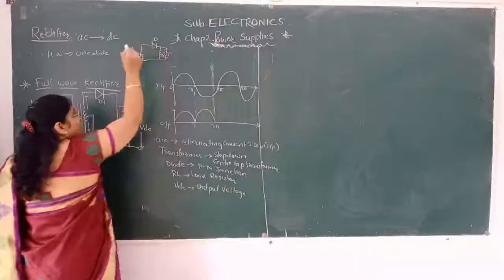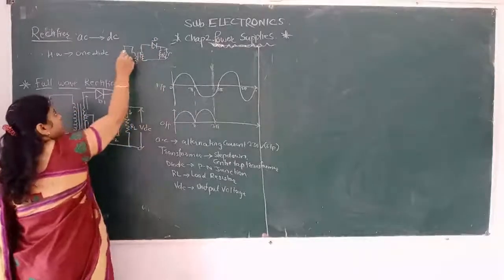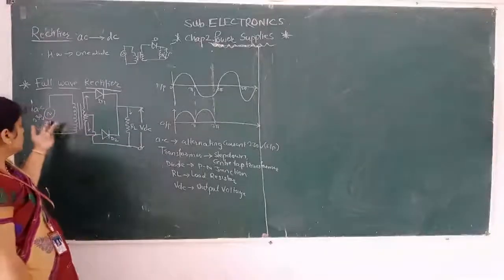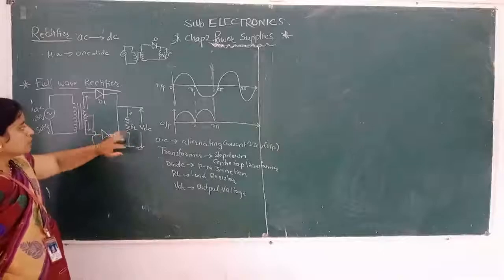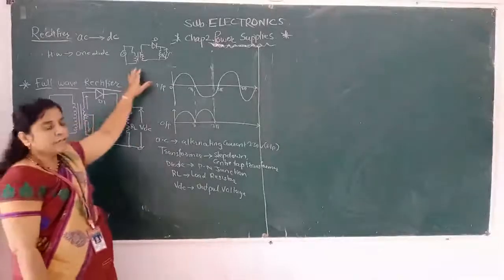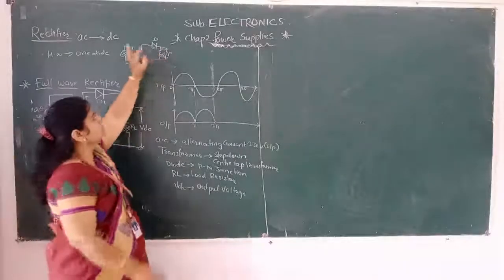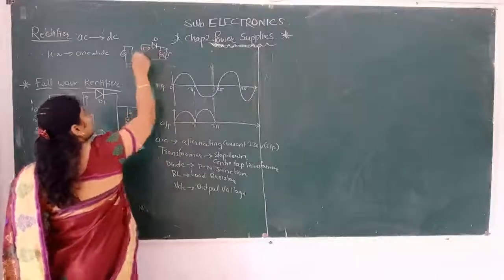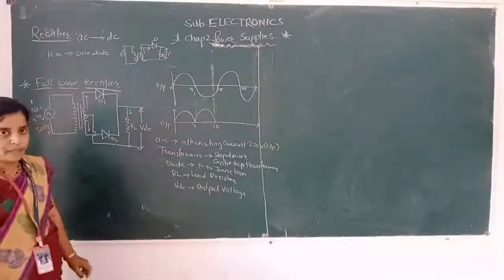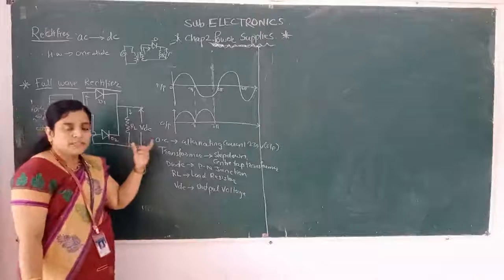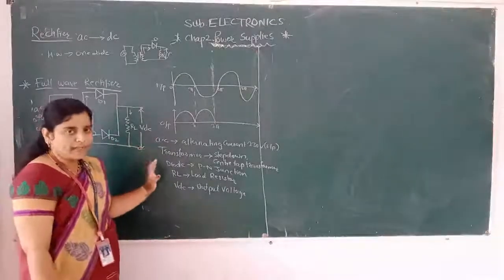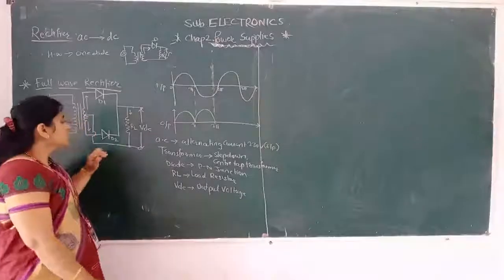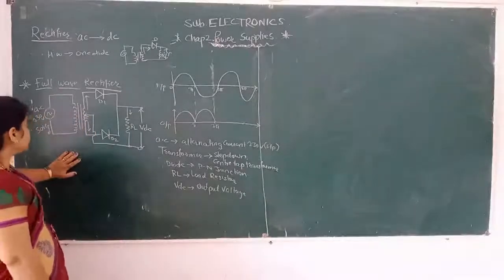So only one diode is used in the half wave rectifier, but here two PN junction diodes are used. In the half wave rectifier, only one diode works, and only if it is in forward bias. What is the PN junction diode's function? A PN junction diode works only in the forward bias direction. Okay, so see here what happened in this.